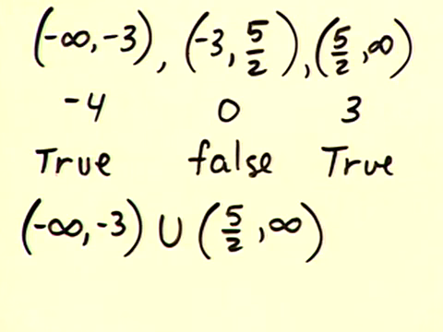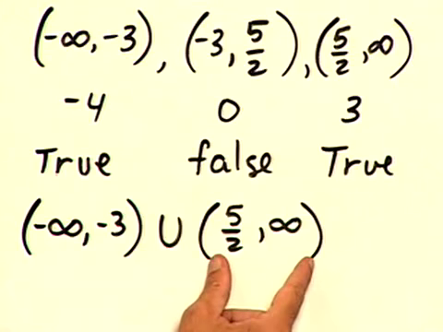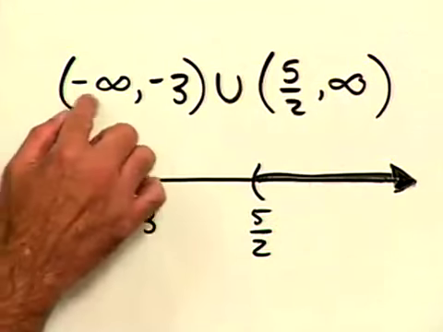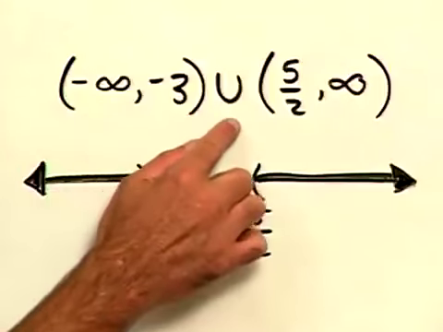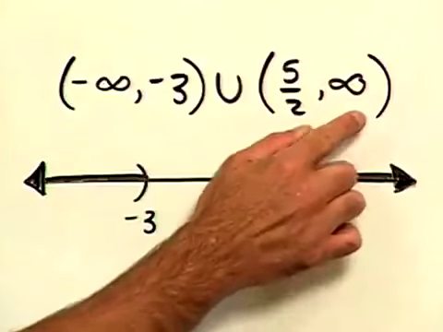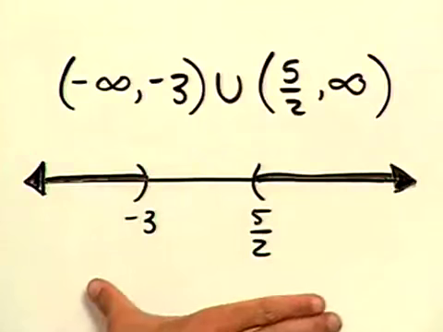So our solution was the first interval together with the last interval, and we can combine those two intervals using union. Our solution of the interval from negative infinity to negative 3 together with the interval from 5 halves to positive infinity would be represented on the real number line as shown here.